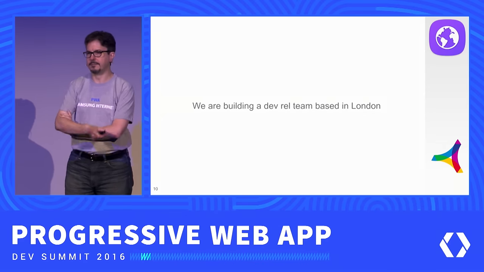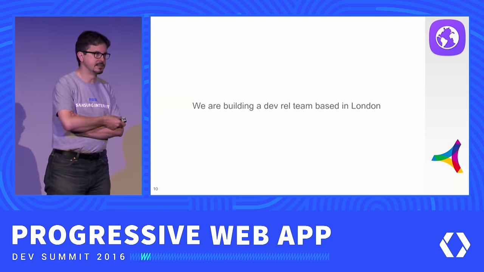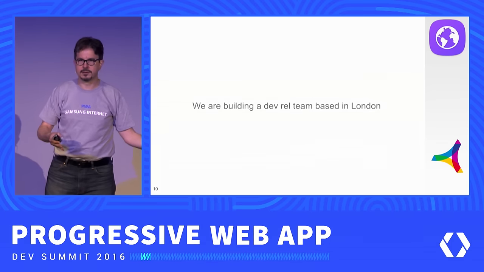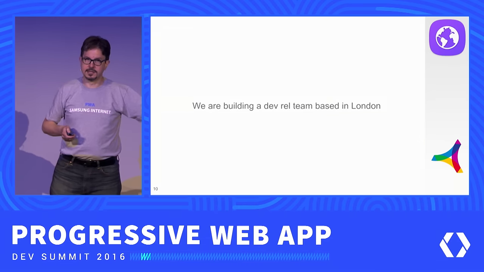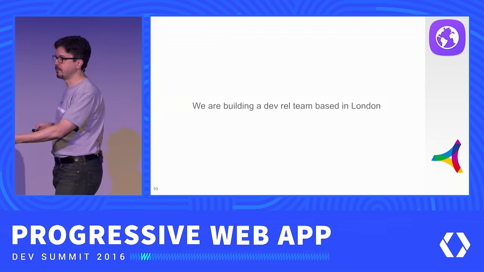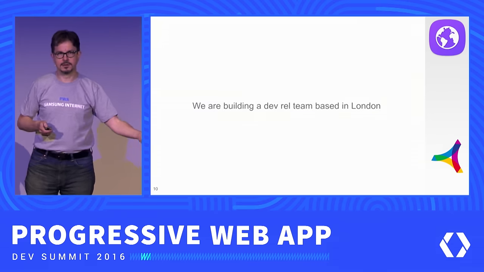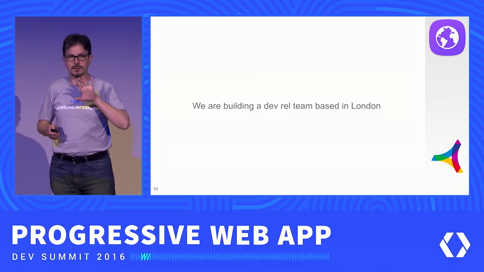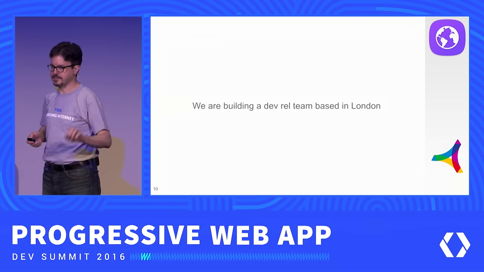And finally, before I hand over to my colleague, I want to mention that we are building a developer relations team based in London, which I'm going to be working with. And what we hope to be doing there is to support developers in Europe and other places. You're going to see a lot of us speaking at conferences. You're going to see more people from Samsung Internet talking about progressive web apps, push notifications, web and VR, all of these capabilities. And you're going to hopefully see us in more places around open source projects, contributing to open source projects, et cetera.